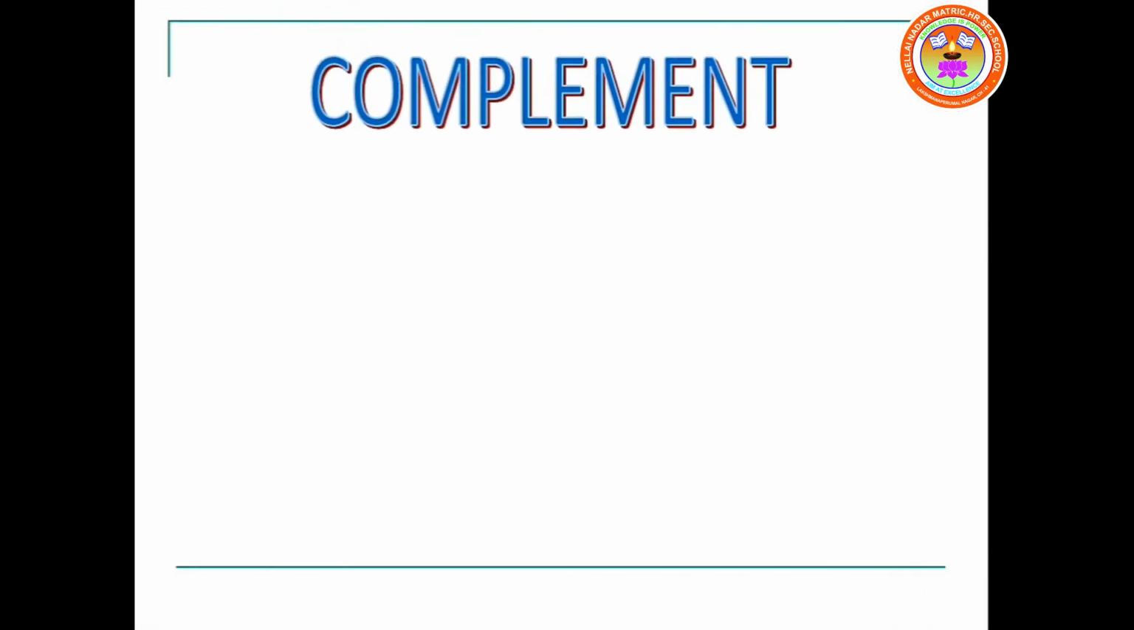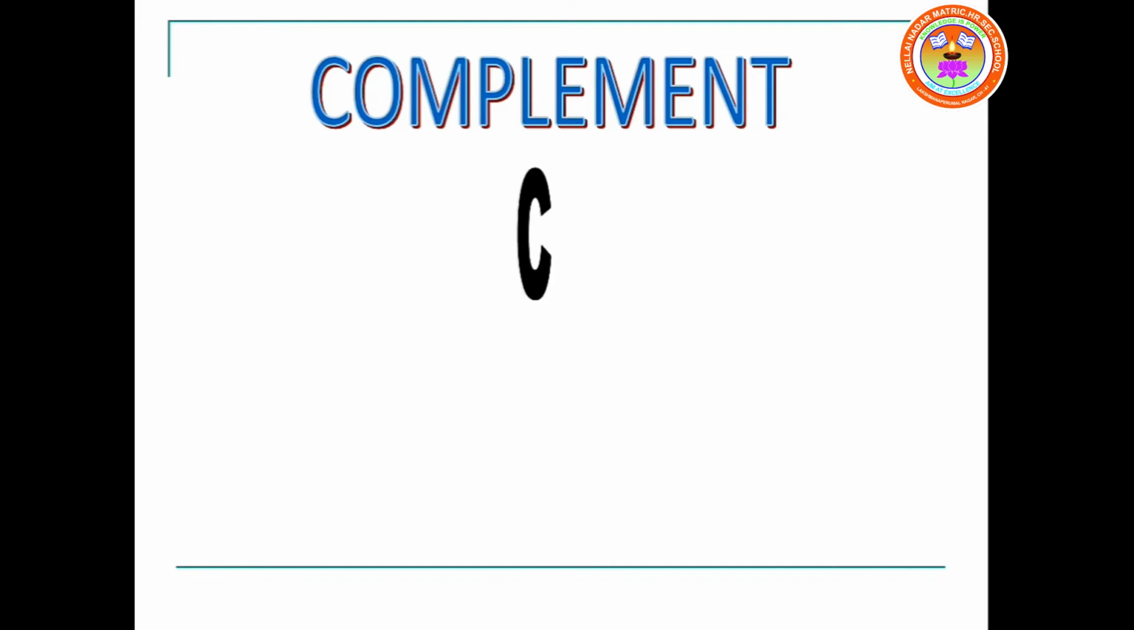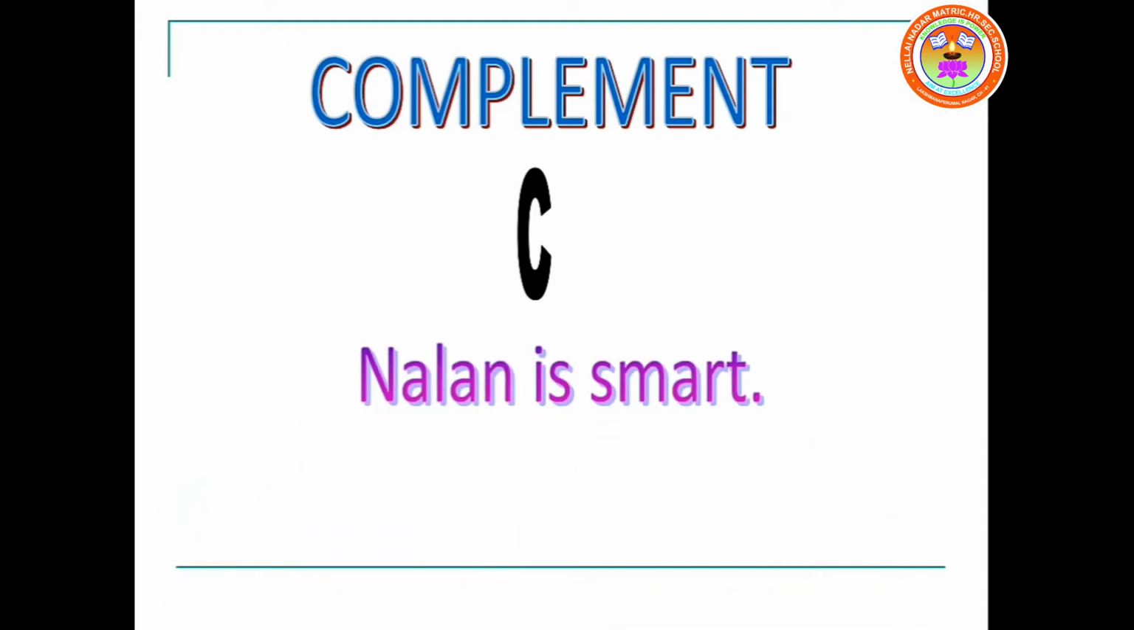Complement. Complement is a word or a phrase that is used after linking verbs such as be and become. Be verbs are is, was, are, were. Capital C is used to denote complement. Example: Nalan is smart. The word smart comes after the linking verb is. So, smart is the complement.